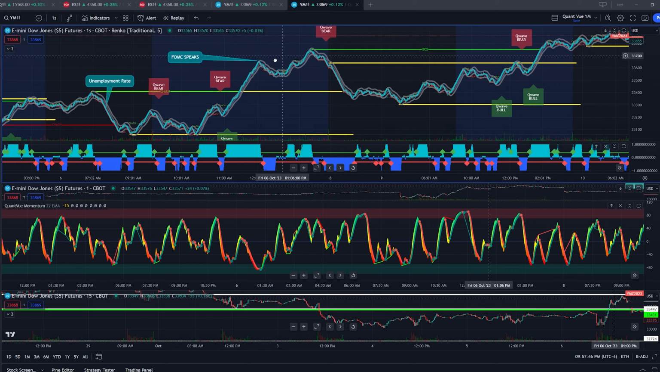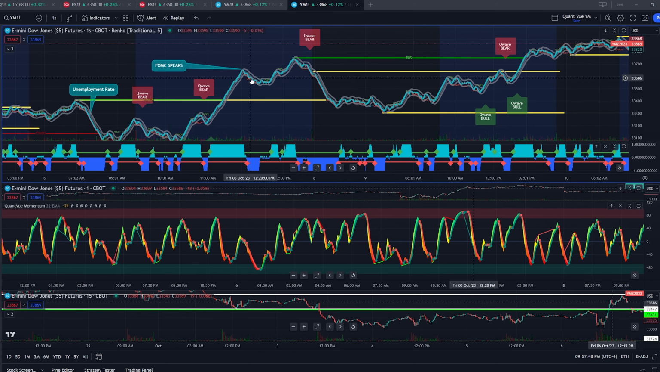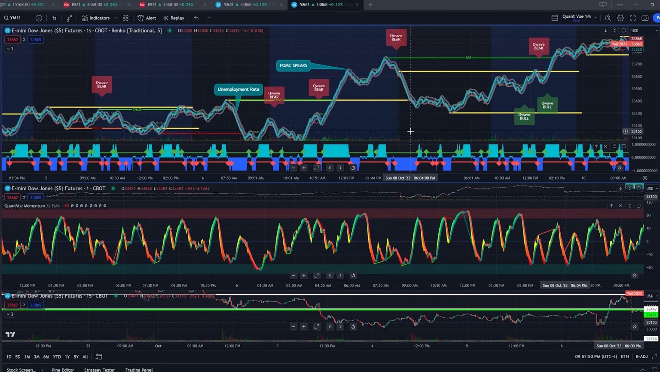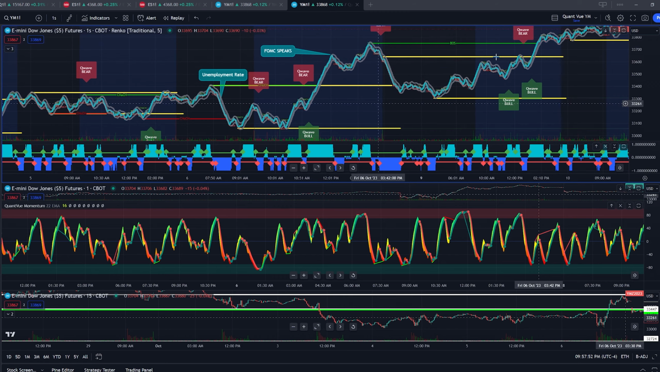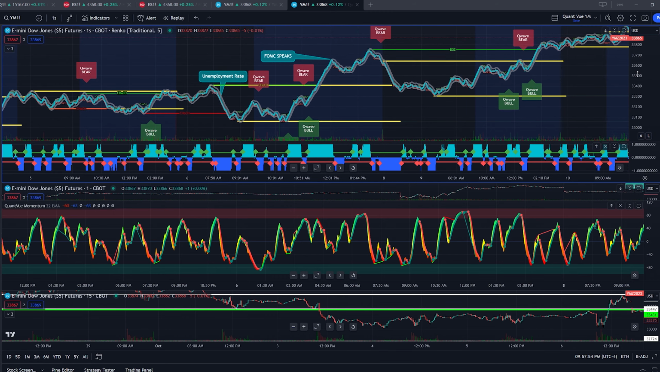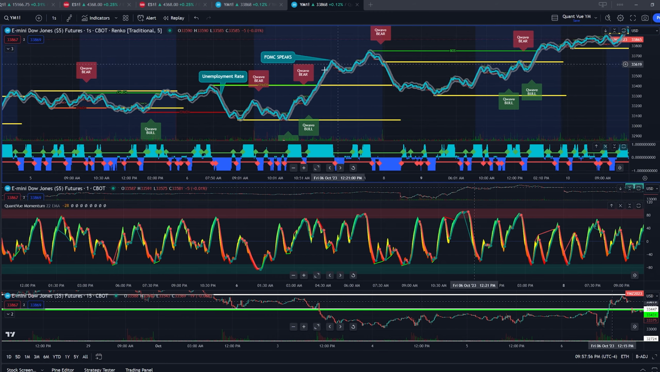We have the FOMC speak and we have this breakdown. Notice how there are buyers and sellers coming on both sides. So there's not enough sell pressure to print a Q wave bear signal here. So I wouldn't take it.